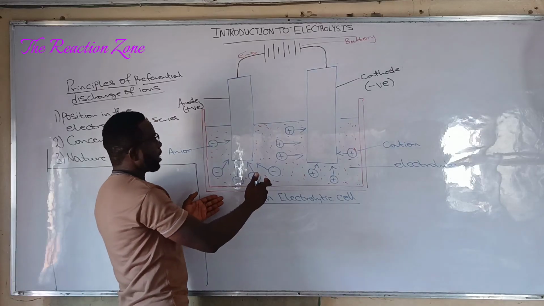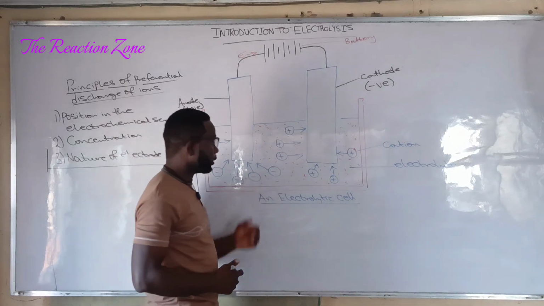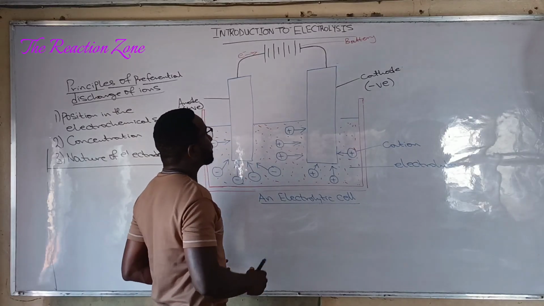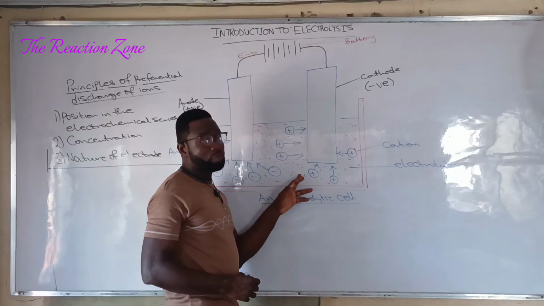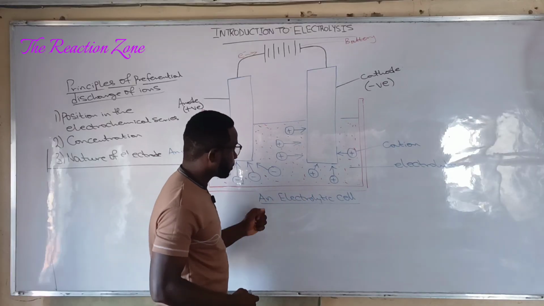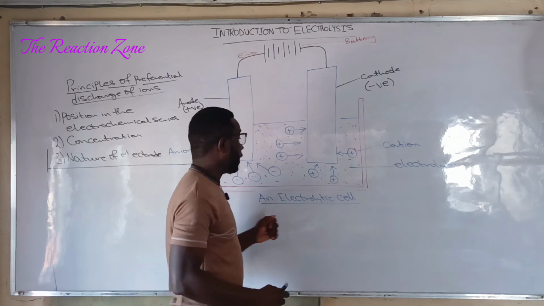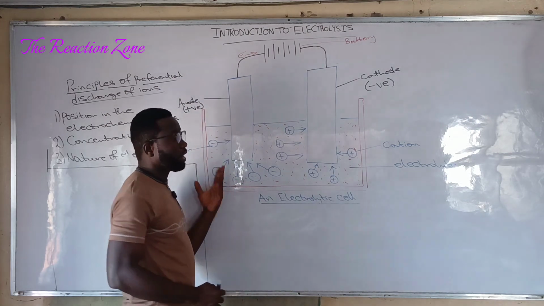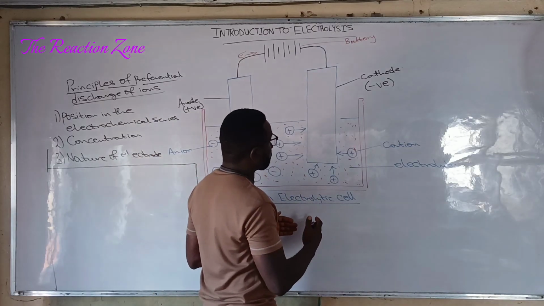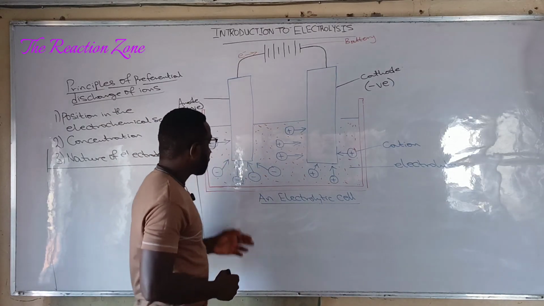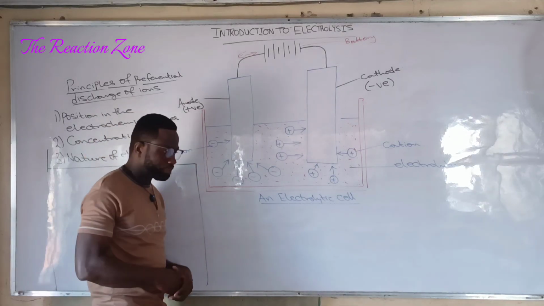And then here we have an electrolytic conductor, which is also called an electrolyte. On the passage of electric current, the electrolyte decomposes, that is, splits into positive ions called cations and negative ions called anions. The positive ions called cations migrate towards the cathode. The negative ions called anions migrate towards the anode.